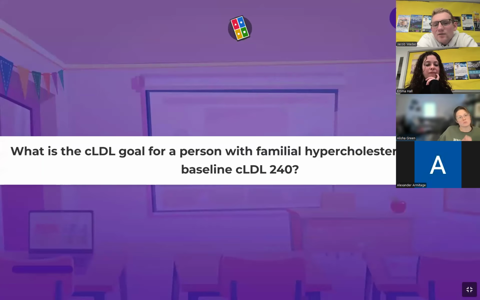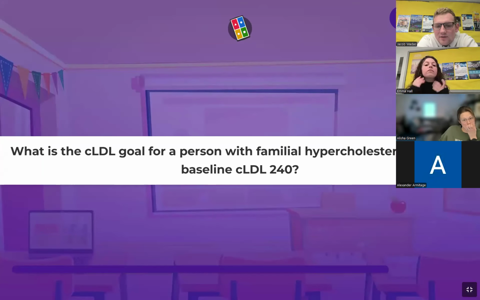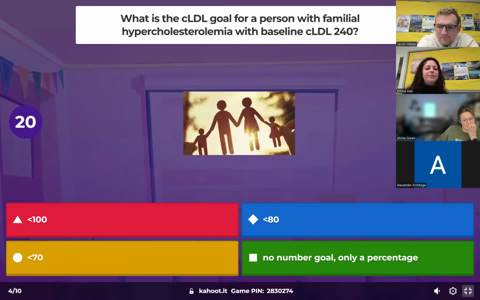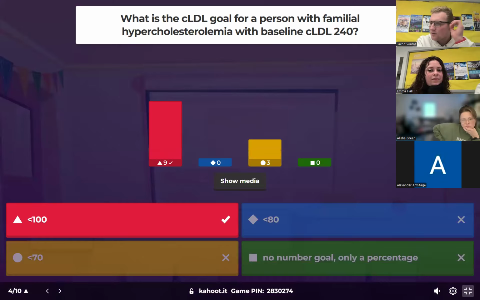What is the LDL goal for a person with familial hypercholesterolemia with a baseline LDL of 240? Less than 100. Our goal for familial hypercholesterolemia is less than 100, and there are no other factors that would make us want to push it lower. The LDL is 240, so it's definitely above 190, so we want to bring it down.